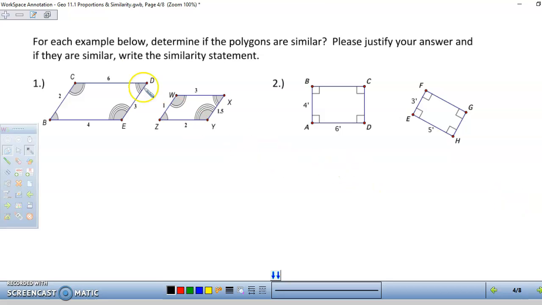Okay, so let's try some of these. For each example below, determine if the polygons are similar. Justify your answer, and if they are similar, write the similarity statement. So remember, there's two parts to proving similarity. The first is, are the angles congruent? You have to know that the corresponding angles are congruent. Well, looking at the markings, these are marked congruent, those are marked congruent, and those are marked congruent. So that would be a yes, right? So the markings tell us that piece. And then you'd have to prove that the sides are proportional.